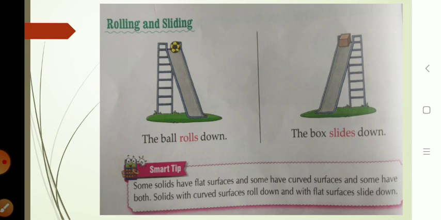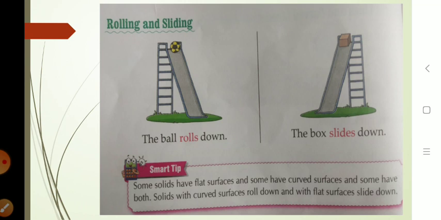Now here what can you see? Yes, one slider is given. Now when you put a ball on the top of the slider, what will happen? The ball will go round and round. When it goes round and round, yes, it is called rolling. The ball rolls down. Yes. And when you put a box on the same slider, what will happen?